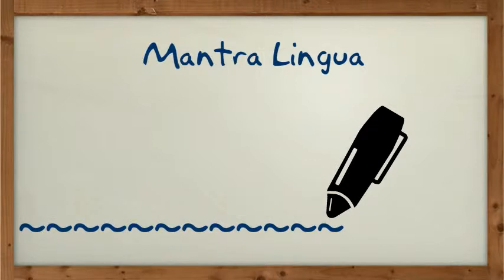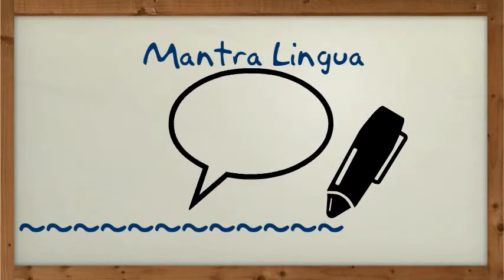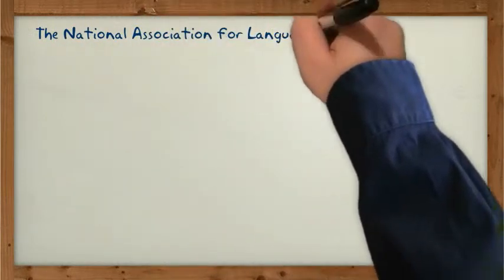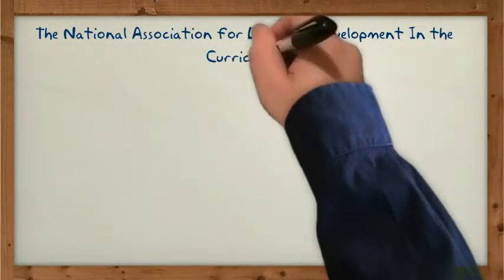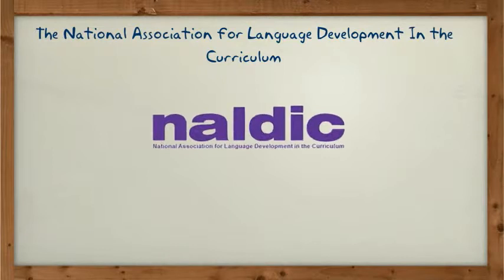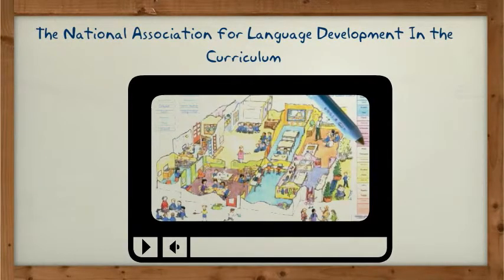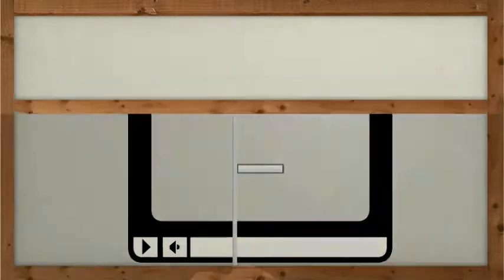Mantralingo have developed a talking pen which can perform both translation and recording processes. Combined with this, the National Association for Language Development in the Curriculum has devised a series of programs with regard to using ICT to support children learning EAL with communication and curriculum access.